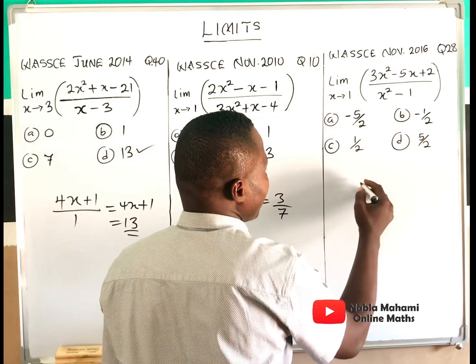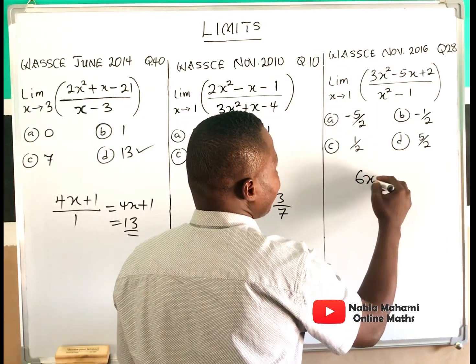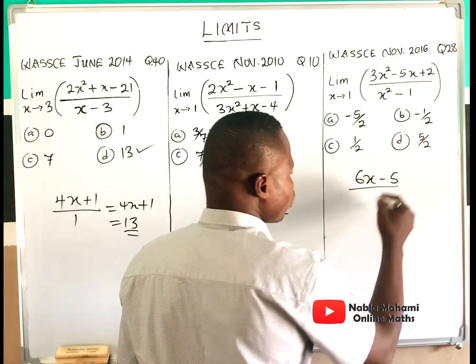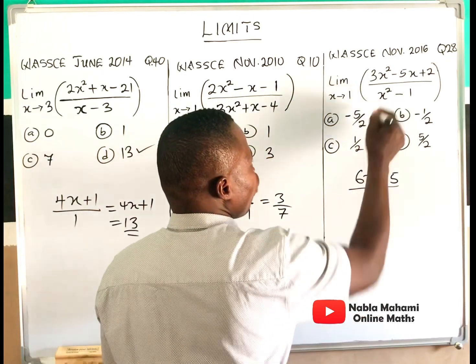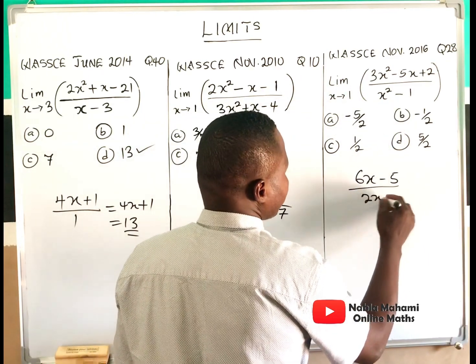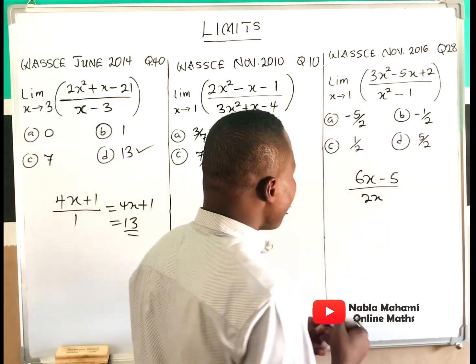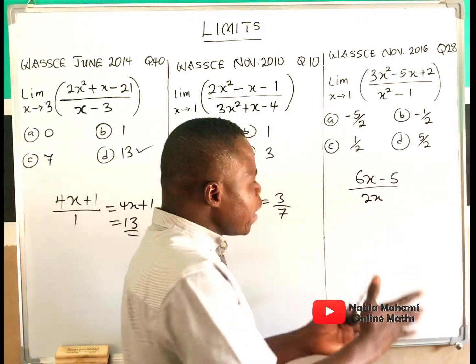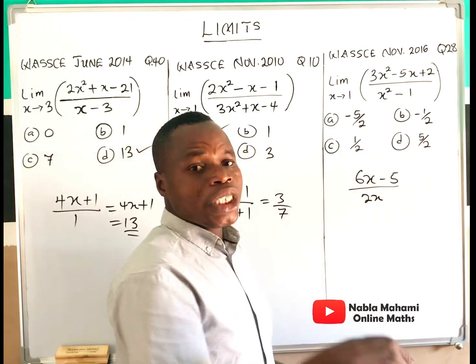If I differentiate 3x squared, it will give me 6x. The differential of minus 5x is minus 5. The differential of 2 is 0. Over, the differential of x squared is 2x, and the differential of minus 1 is 0. So if I differentiate everything, I'll get 6x minus 5 all over 2x. Whatever I see x, I'm now putting 1.